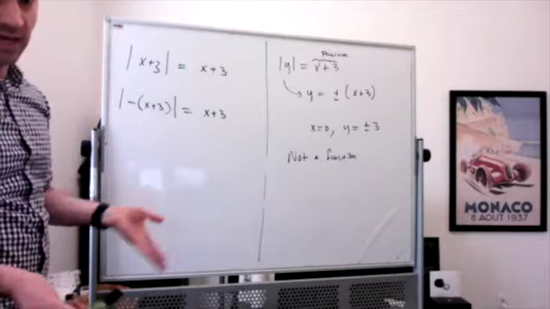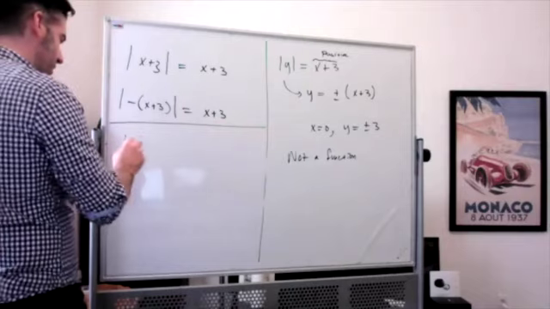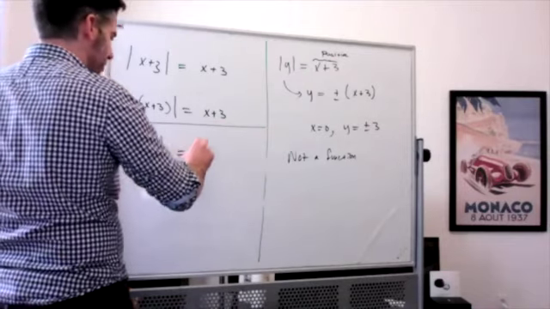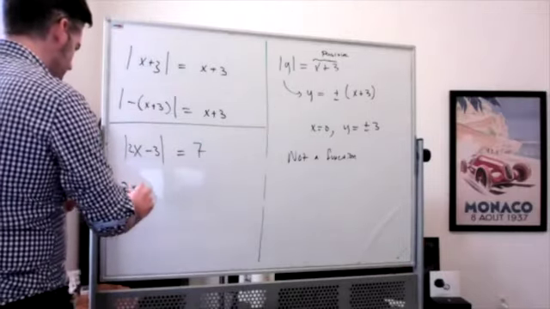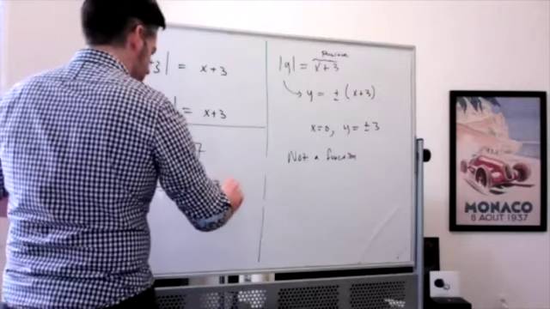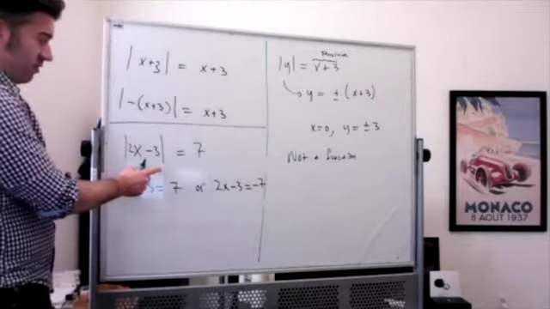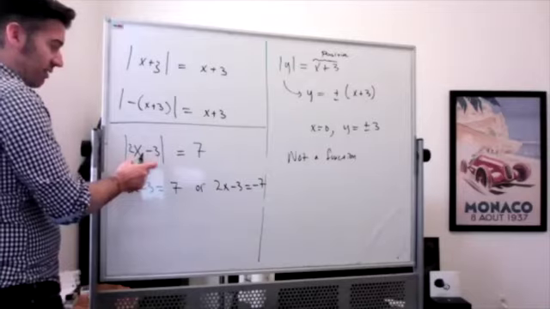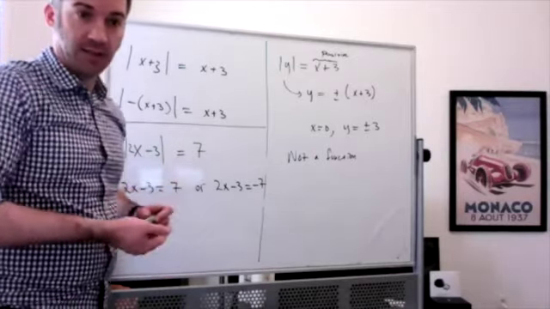And more generally, that's how we, for example, if someone said, solve this equation, absolute value 2x minus 3 equals 7, the way we would solve that is we would say, oh, 2x minus 3 equals positive 7, or 2x minus 3 equals negative 7, because the absolute value of 7 is 7, and the absolute value of negative 7 is still 7. So that's really where my thought process is coming from there.